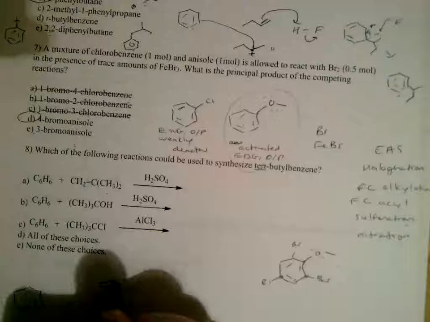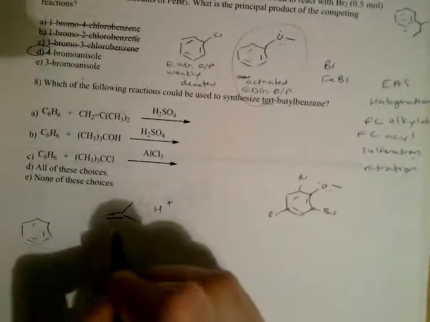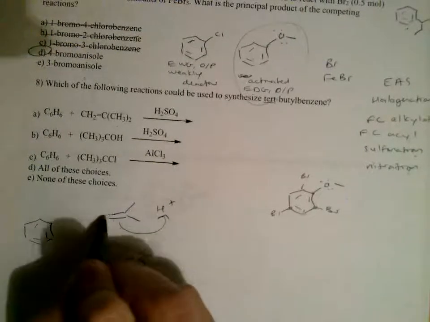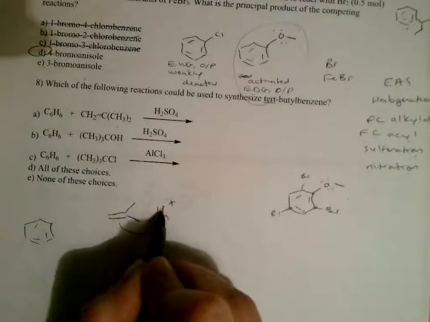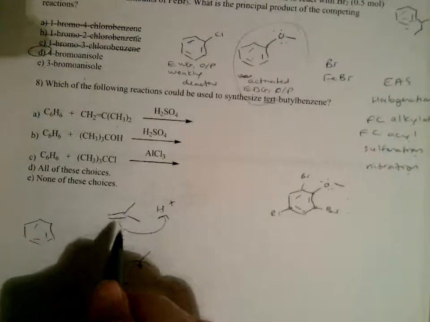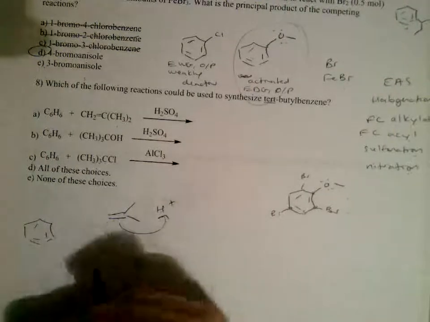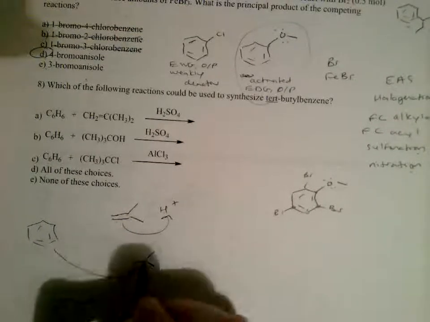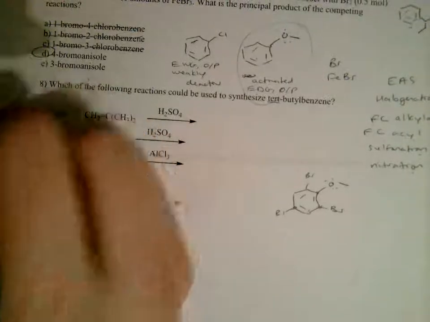CH2 with a double bond to C. Okay, it looks like this, and it's reacted with H+. So the double bond is the nucleophile. This is the electrophile. Your proton will go to the outside, and you'll get a positive charge because 2 electrons go into forming a bond with this proton. So then there's nothing left behind here. Carbon's missing a bond, so there's a positive charge right there in the middle. And then when benzene attacks, it'll attack at the carbocation, and there's 3 methyl groups coming out of that. So that looks like tert-butylbenzene to me. So A will definitely work.